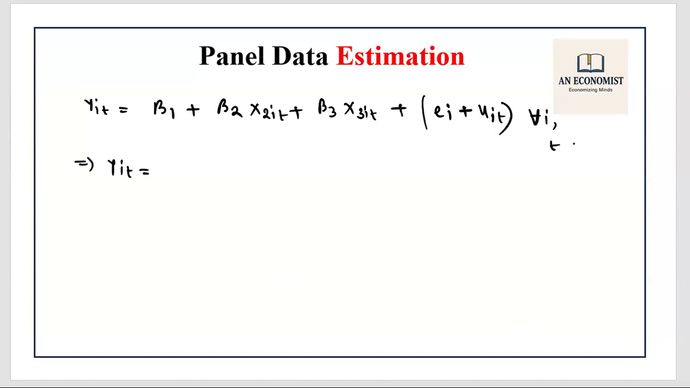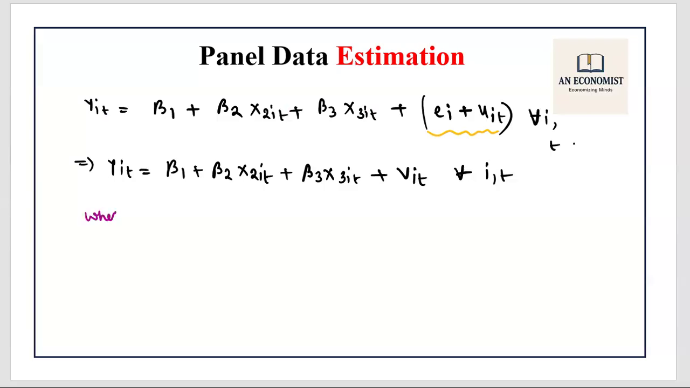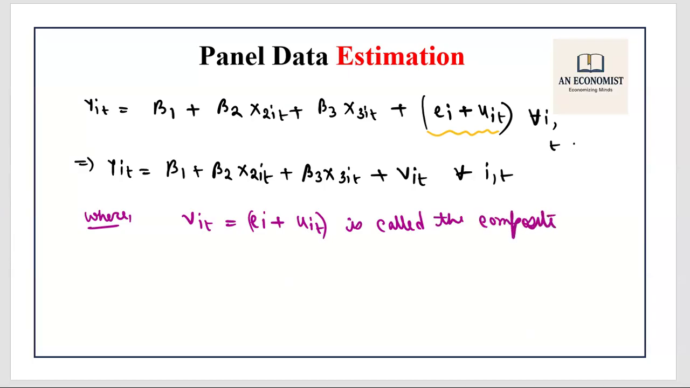Now you can combine these error terms together. Beta 1 plus beta 2 x2it plus beta 3 x3it plus, instead of this Ei plus uit, you can write this to be vit. This is vit for all i, t, where this vit is nothing but Ei plus uit, and is called the composite error term.